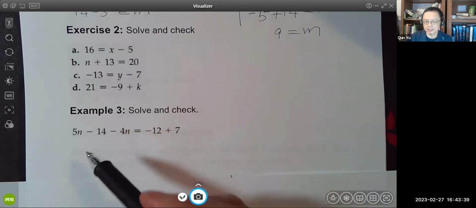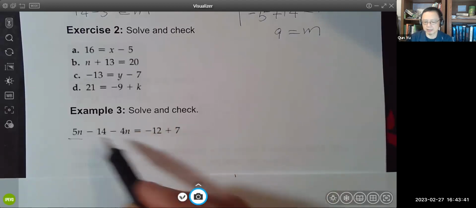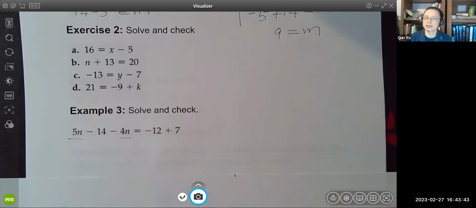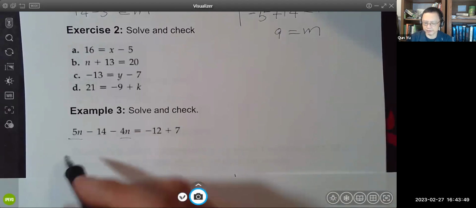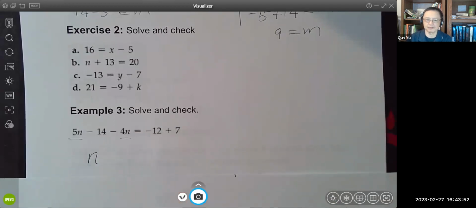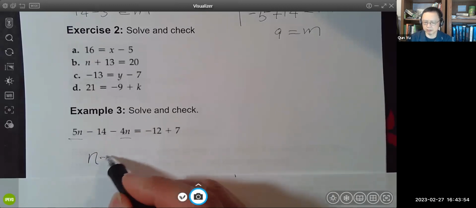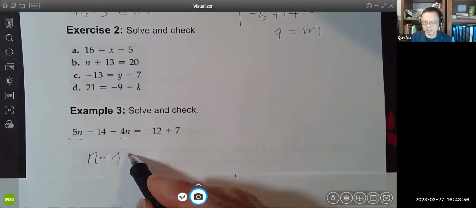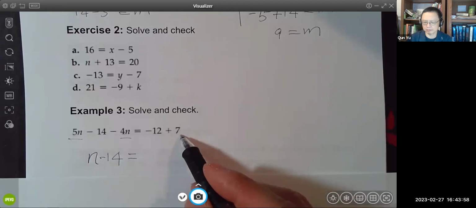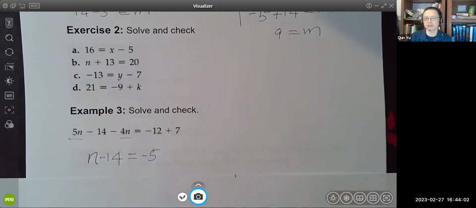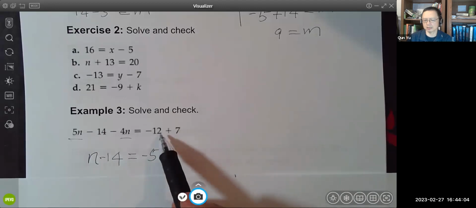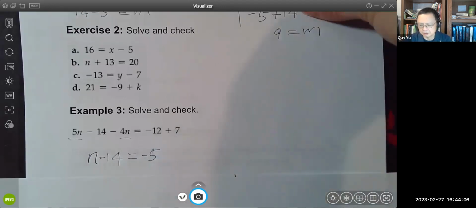We simplify an expression by combining like terms. Like terms are those that have exactly the same variable part. So 5n minus 4n, that's 1n. 1n, we just write it as n. We still have this -14. Then on the other side, we can combine these 2 together, which is -5. We can always combine like terms, as long as they're on the same side.